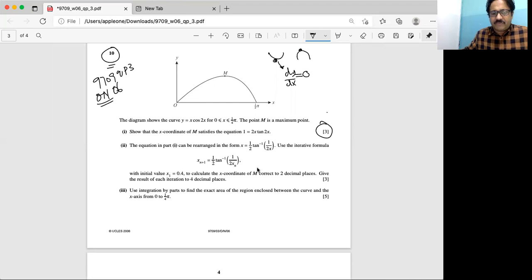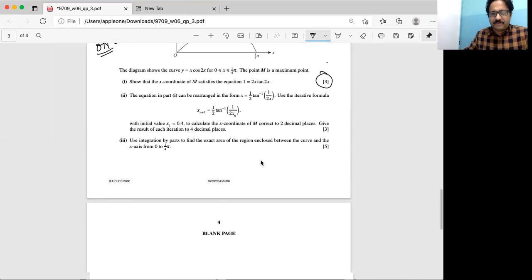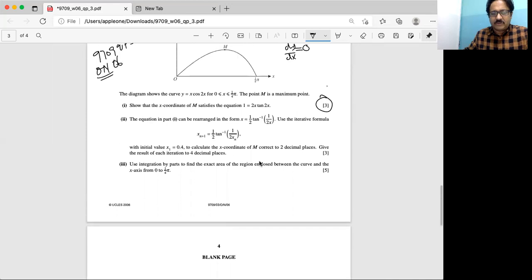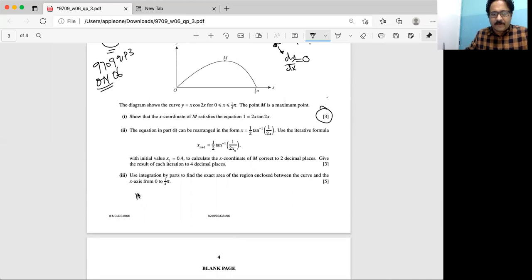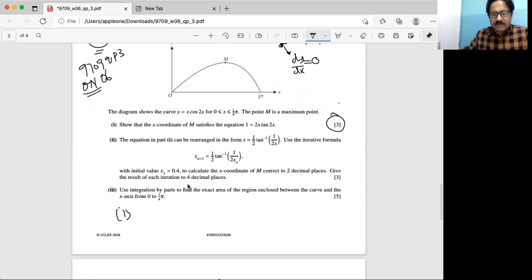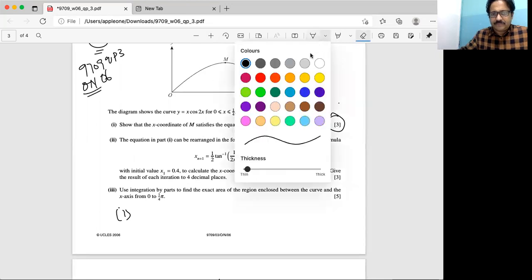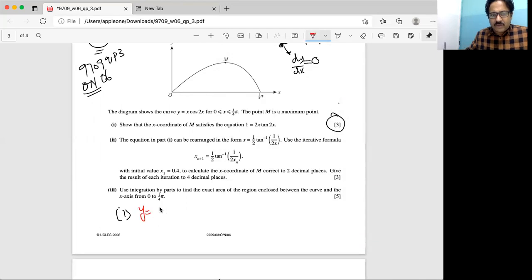The function given to us is, what's the function? I'm doing the question here because there's no space. This is the old paper, and the old paper format was that they were not giving space for the solution. So that's clearly visible. Part 1, y is equal to x cos 2x.